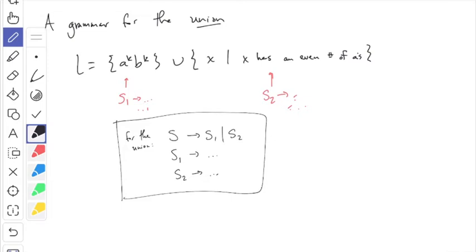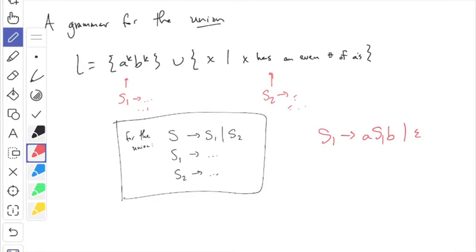All right. Let's see, can we do this particular example here? Well, the S1 is really the same old thing. So in this case, S1 goes to A S1 B, or epsilon, right? That's how you get balanced A's and B's. Same number of A's and B's. And then X such that X has an even number of A's. Anyone have a suggestion how we could find a grammar for that?